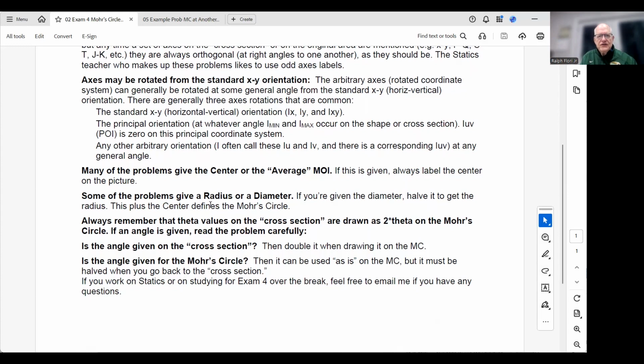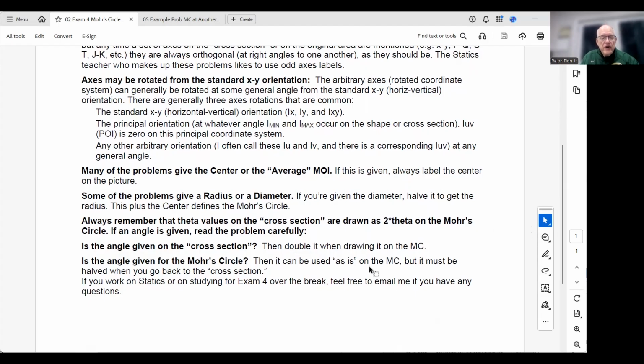And then the problem will give you some axis information. It might give you an IXY for that set of axes, and so that gives you a point, with a vertical distance from the axis to the IXY. Or it might give you the IX value and the IXY value at a point. Once you have the circle, the circle defines the horizontal axis, the vertical axis, and the scale, and then you can locate the point that they give you.